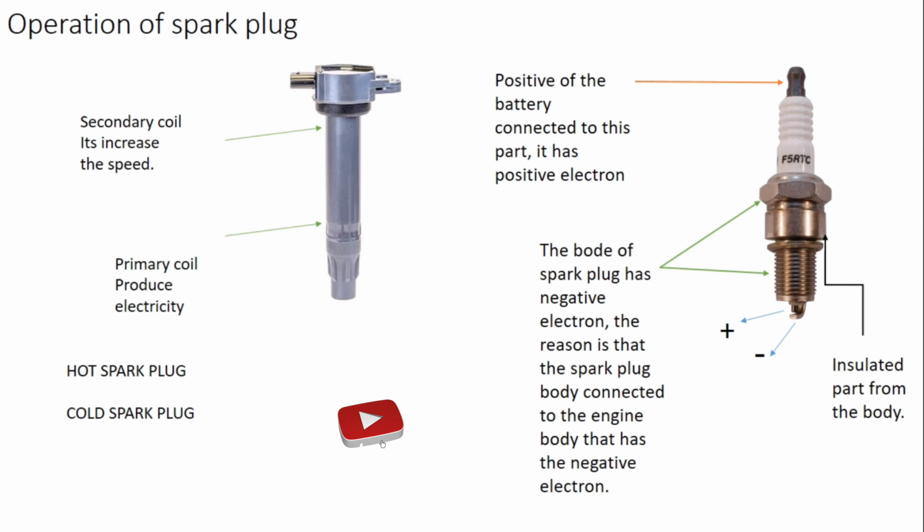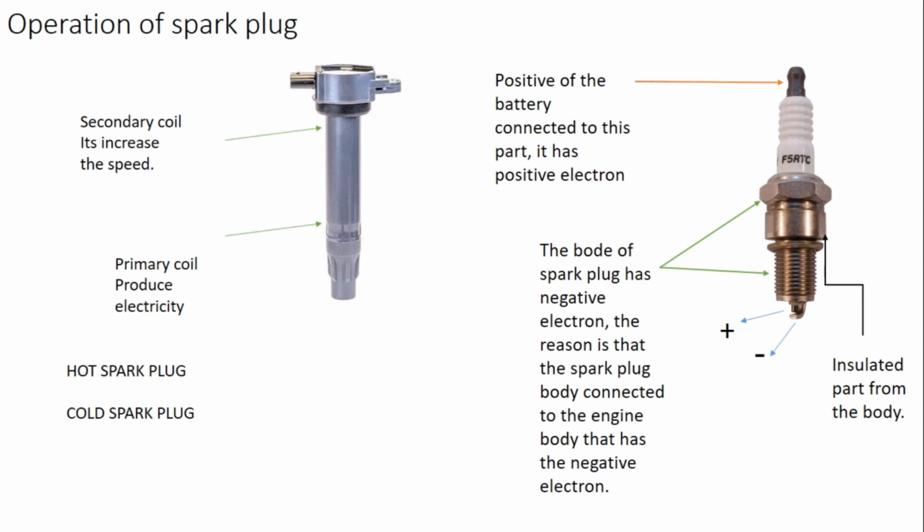Let's see the connection of the spark plug. A spark plug is connected to the ignition coil and the ignition coil is connected to the battery, but it's connected to the positive port of the battery. From the positive port of the battery, electrons move to the ignition coil. Ignition coil has two parts, the secondary coil that increases the speed and the primary coil which produces the electricity, and it can reach 30,000 kilowatts.